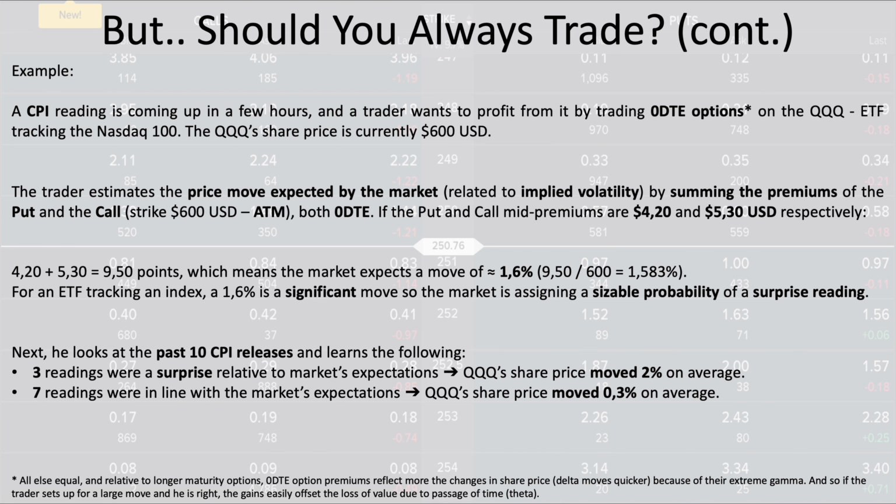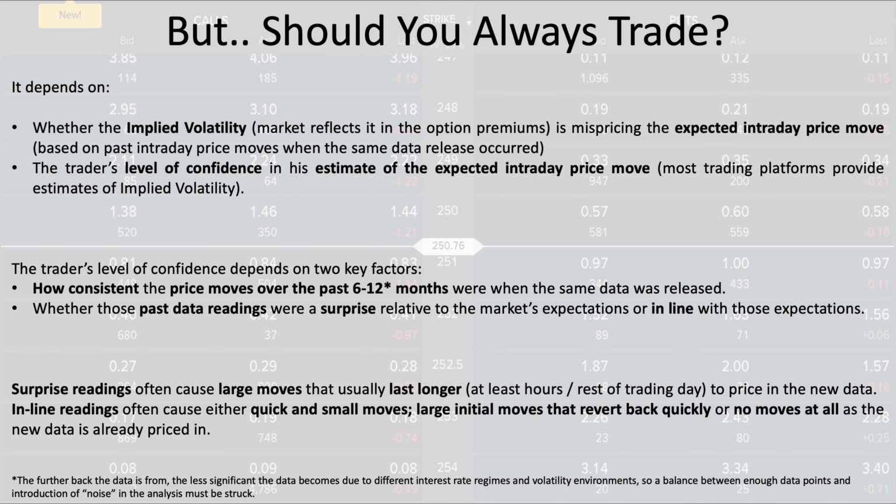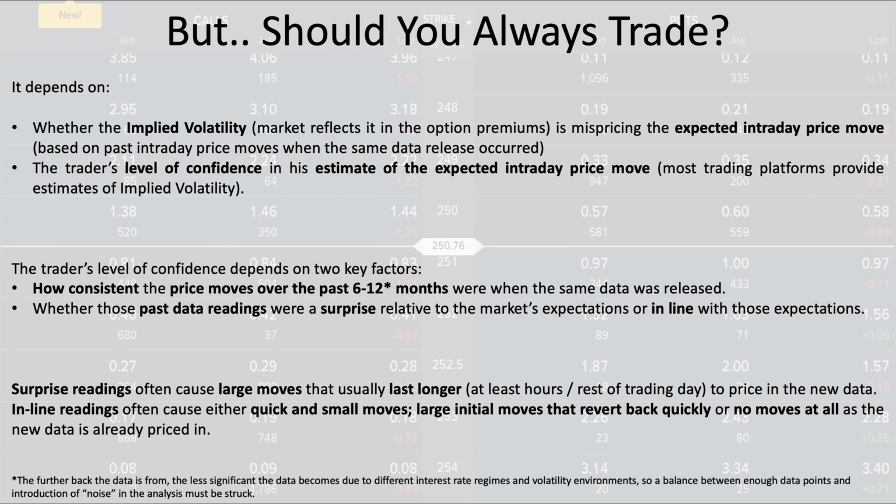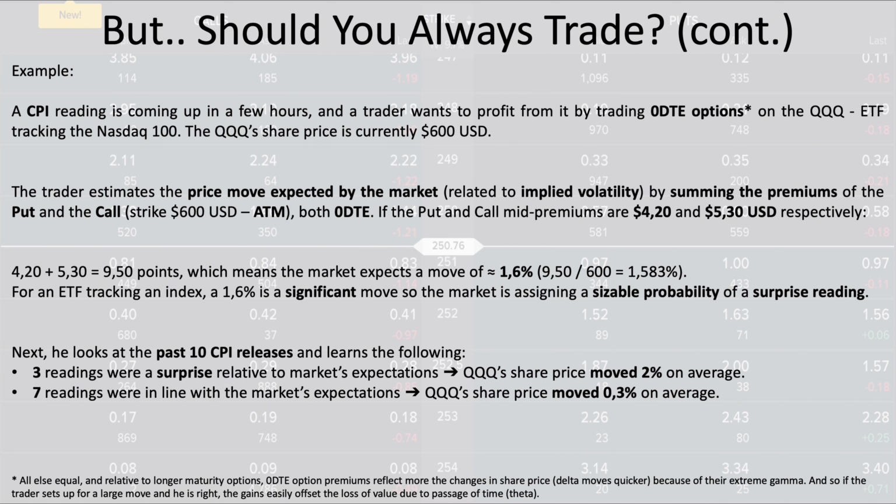Let's just assume, for example, that the price of the Qs is $600 a share. The trader estimates the price move expected by the market, the expected intraday price move. I'm sorry, he estimates the implied volatility, the volatility which is expected by the market. This is the correct one. And how does he do that?